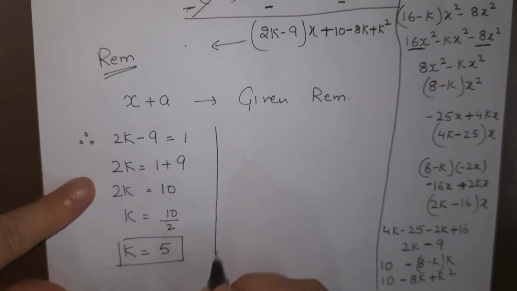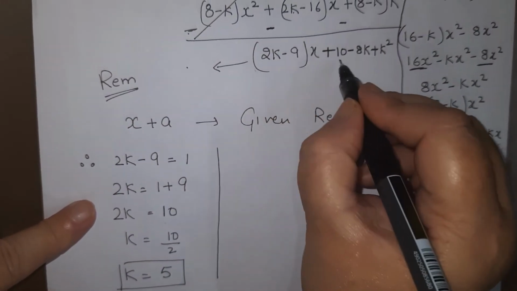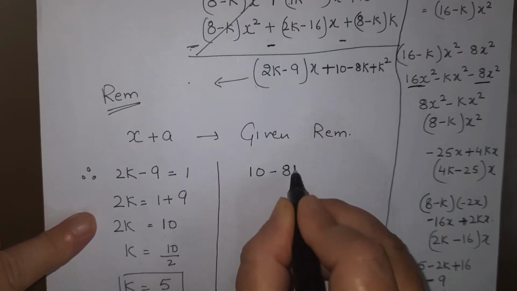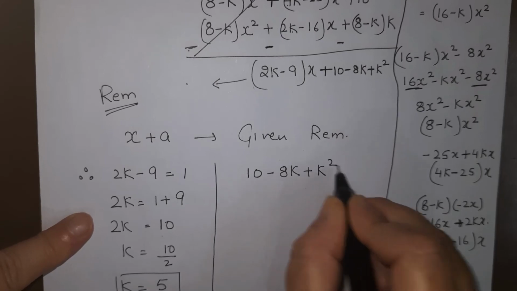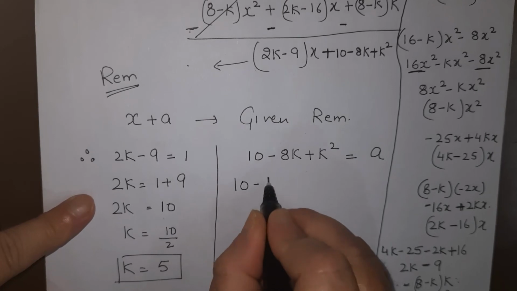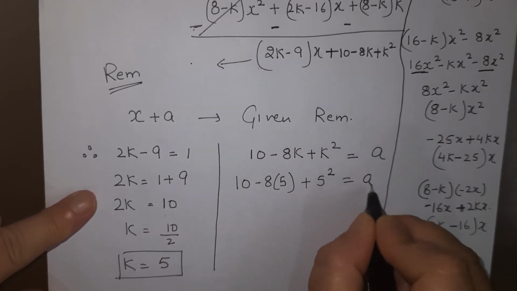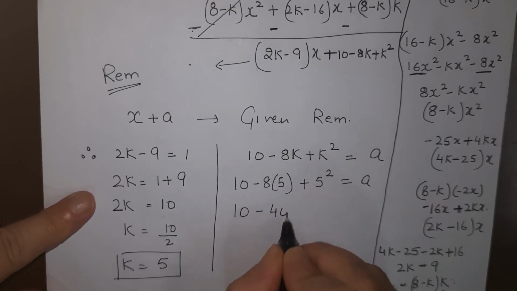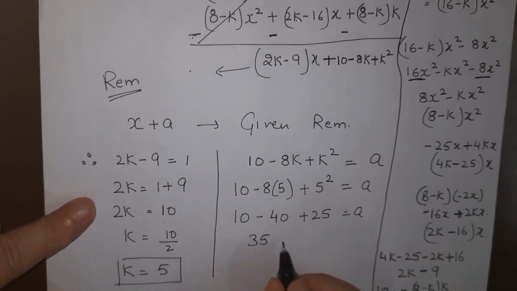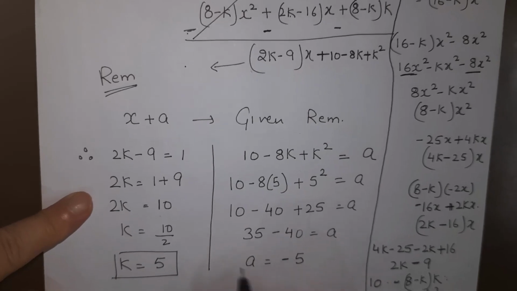Now similarly, plus a, but we are getting plus this, which is the term without x. So this becomes a. So 10 minus 8k plus k square is a. But we are getting k as 5. So let us write 5 here like this. Substitute the value of k. So this is 10 minus 40 plus 25. So this becomes 35 minus 40. So the value of a comes out to be minus 5.